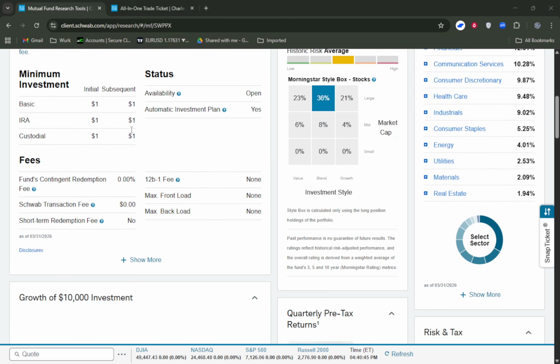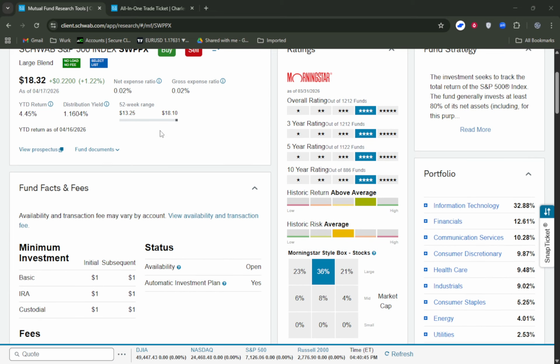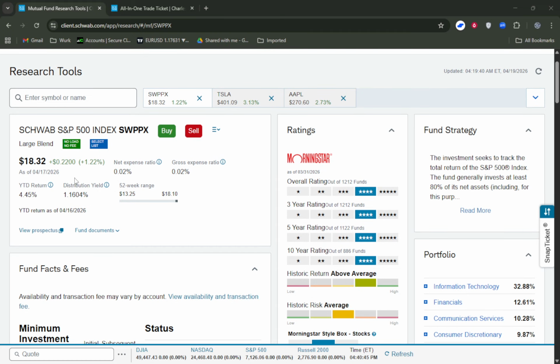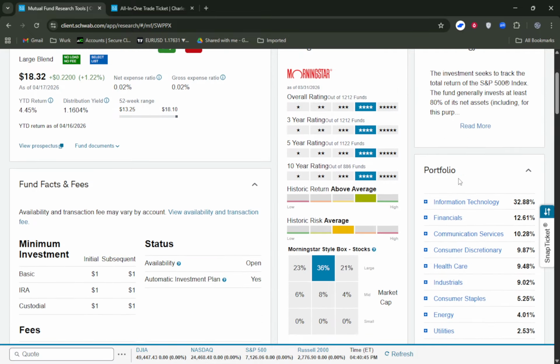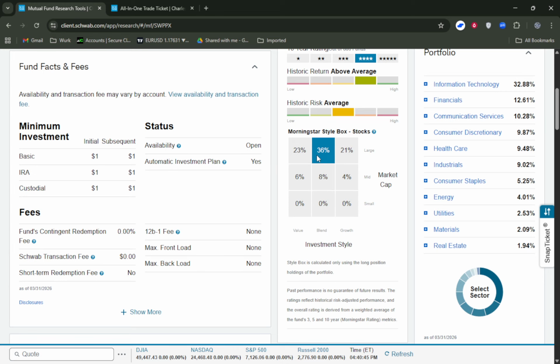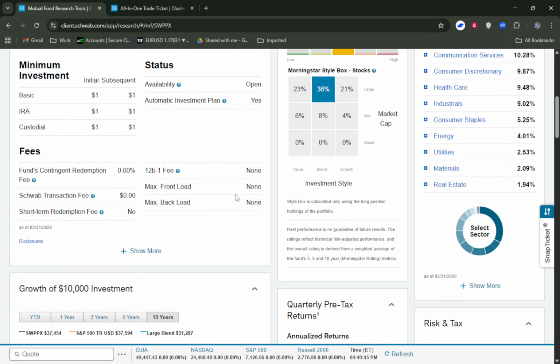Also, check the minimum investment. Many funds have relatively low minimums, often around $100, but it varies by fund. Remember, one of the biggest advantages of mutual funds is instant diversification, because your money is spread across many holdings right away. When you're ready to place the order, click Trade.